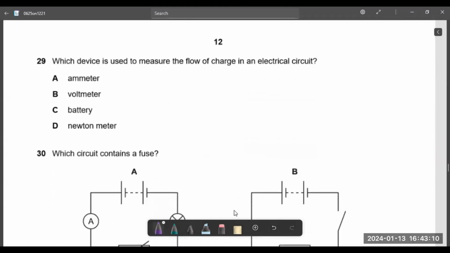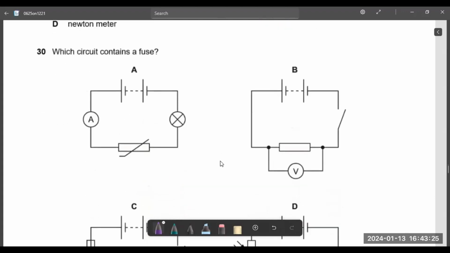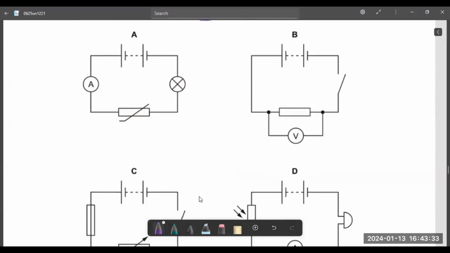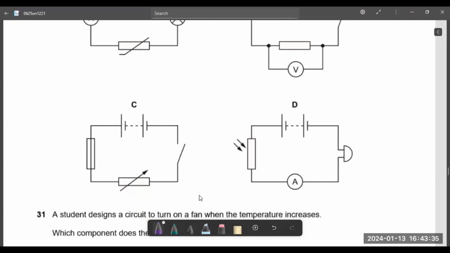Which device is used to measure the flow of charge in an electric circuit? Flow of charge means current. We use an ammeter to measure current. Option A. Which circuit contains a fuse? So we know the symbol of fuse. This is the symbol for fuse. So it is option C.